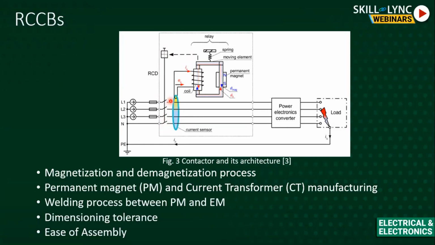If we see the challenges from a manufacturing perspective, the major thing is the magnetization and demagnetization process. When you are operating at such a low current, the leakage currents are in the milliampere range, 10 milliampere, 30 milliampere. So the overall power generated by this current sensor is in the range of 50 microVA or 100 microVA. To manufacture a design product for this low power, it is very challenging to maintain the operating point of this permanent magnet. So challenges come from the process side also.